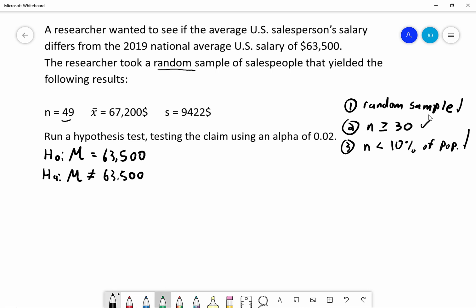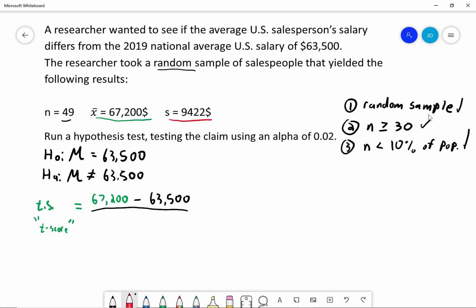So the next thing we should do is find our test statistic. And we can think of this as like a t-score. Since we're estimating a mean, we're going to be using a t-distribution. So what we'll do is we'll take our sample mean, which is $67,200, and we'll compare it to what we're assuming the population mean to be, $63,500. So that's our assumed population mean. And we'll put this all in terms of standard deviations or standard errors.